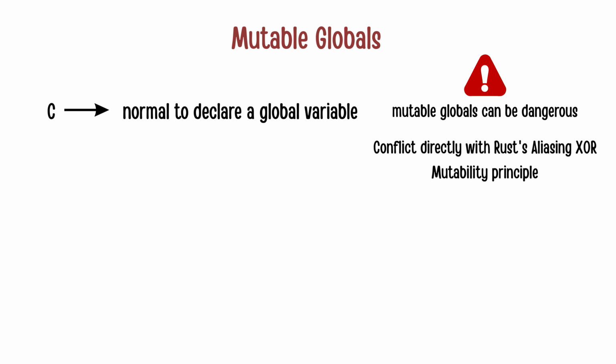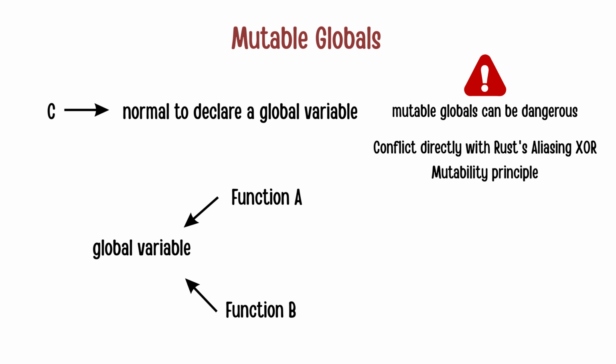They also conflict directly with Rust's aliasing XOR mutability principle. Imagine two different functions access the same global variable. Both functions could potentially obtain mutable references to that object whose lifetimes overlap. Rust doesn't want to allow this because it could lead to unsafe memory behavior. So, plain mutable global variables are not allowed in safe Rust.